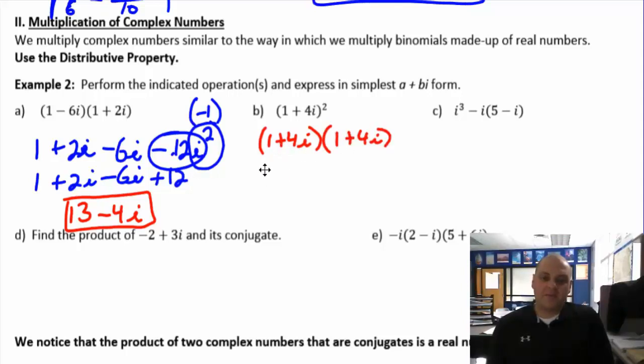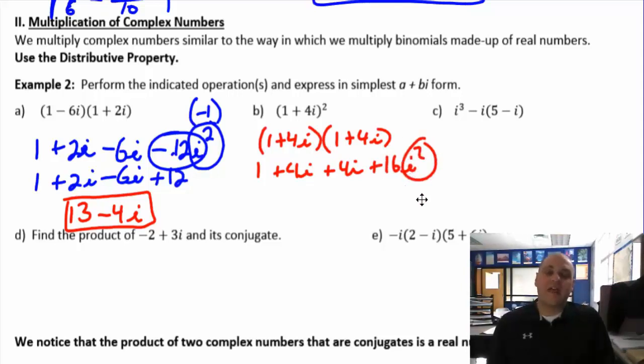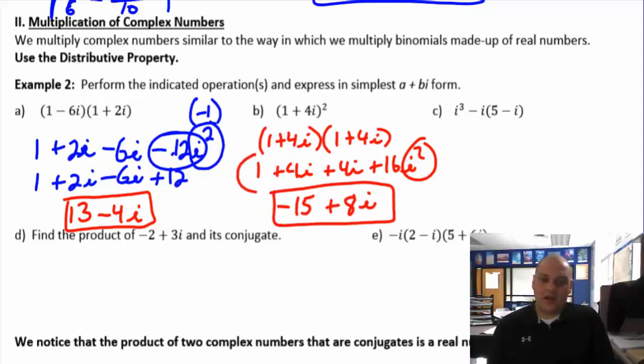Alright, so that's 1 times 1 is 1, plus 4i, plus 4i again, and then plus 16i squared. Remember, i squared is negative 1, so this is just negative 16. 1 minus 16 is negative 15, plus 8i. Again, 1, and then this is negative 16. 1 minus 16 is negative 15.